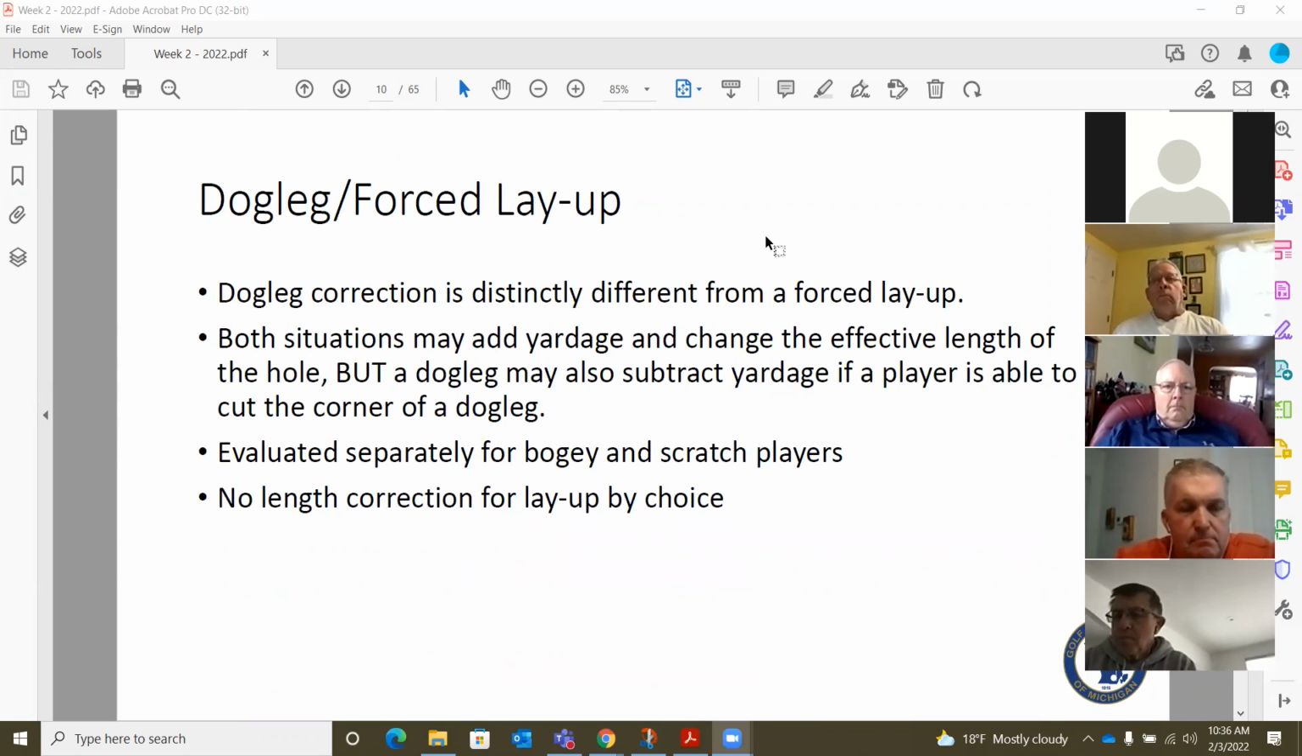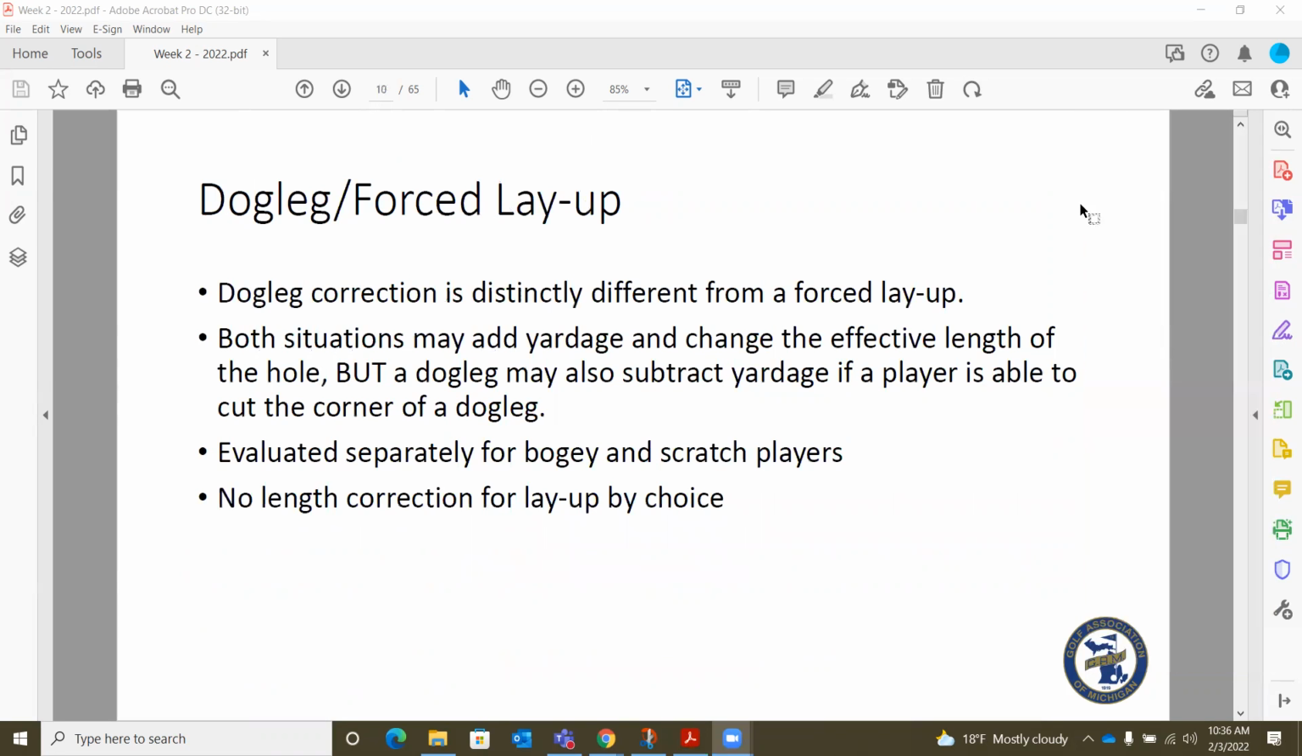All right, doglegs and forced layups. So the book says here a dogleg correction is distinctly different from a forced layup. Both situations may add yardage and change the effective playing length of the hole, but a dogleg may also subtract yardage if a player is able to cut the corner of a dogleg. So if it's a layup, it's always going to be a plus. If it's a dogleg, it could be a plus, it could be a minus. More often than not, you'll see pluses for doglegs, but it can be a minus in some cases.